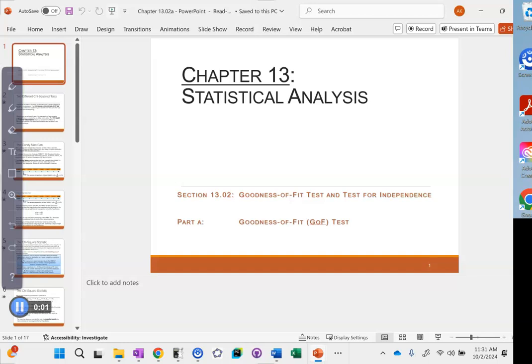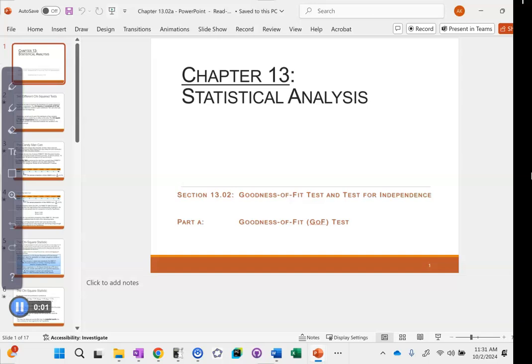There are two types of chi-squared tests. There's the goodness of fit test, and then the test for independence. Today we're going to talk first about the goodness of fit test, and then the test for independence.